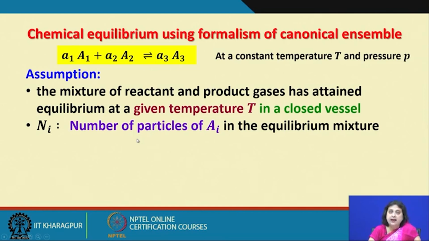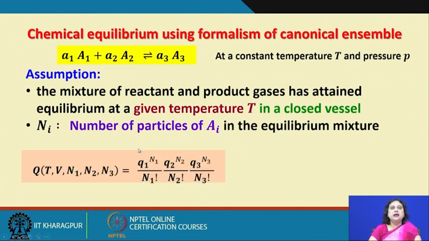Now, what is it that I have in my reaction mixture? At equilibrium, I have some N1 particles of the reactant A1, I have some N2 particles of reactant A2, and in equilibrium with them I have some N3 particles of the product A3. And therefore, very easily I can write down that the canonical partition function for a mixture like this is written in terms of the individual single particle partition functions of component 1, component 2 and component 3.